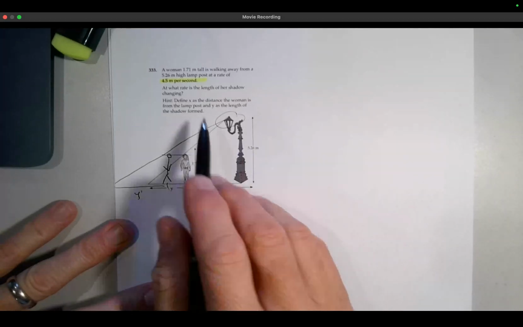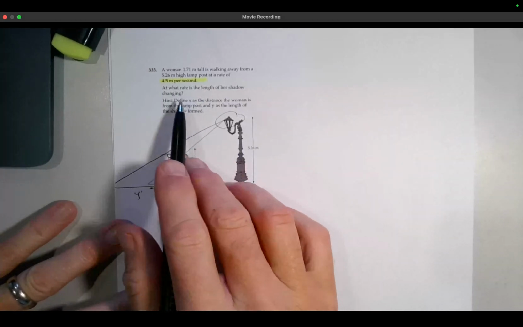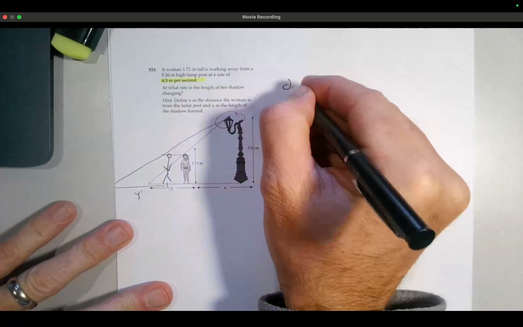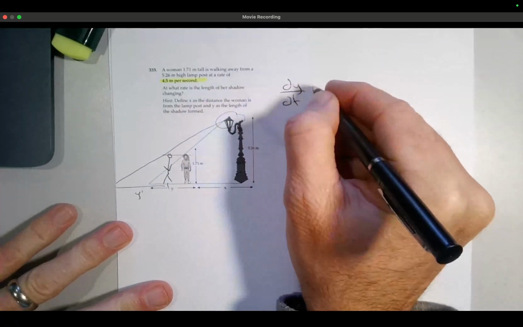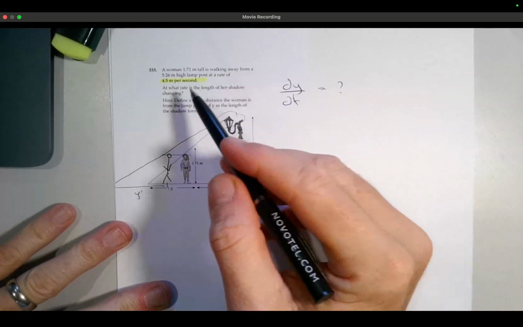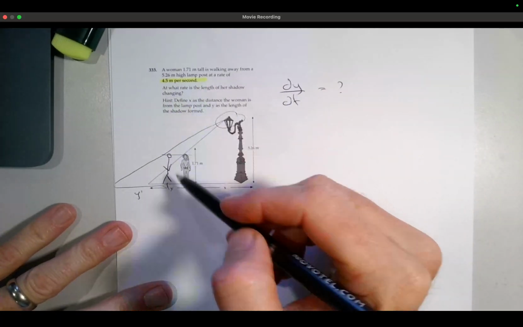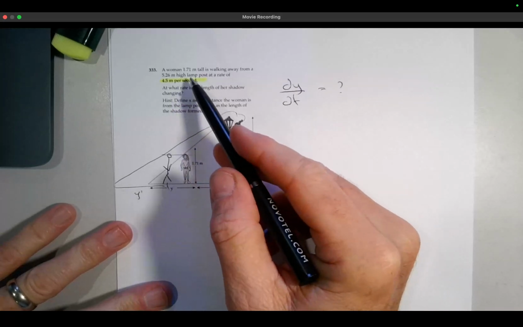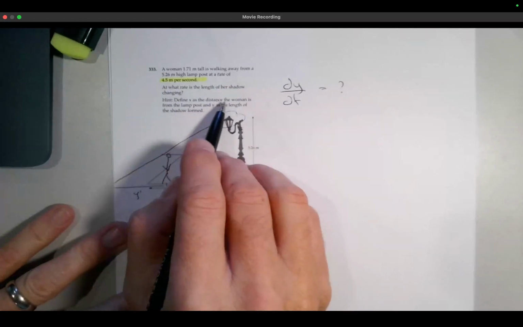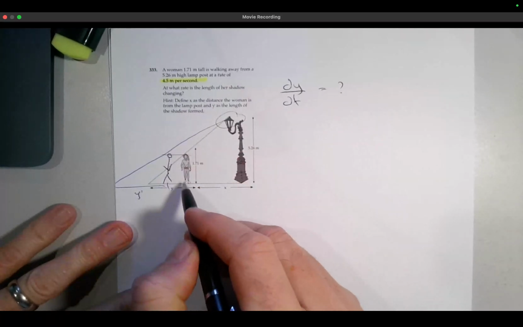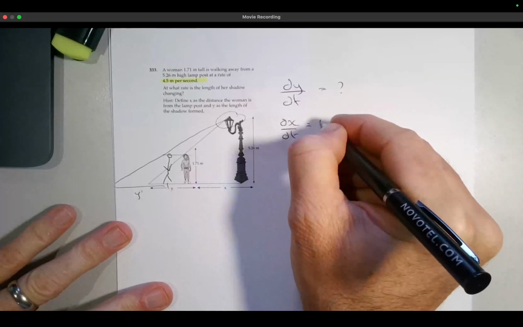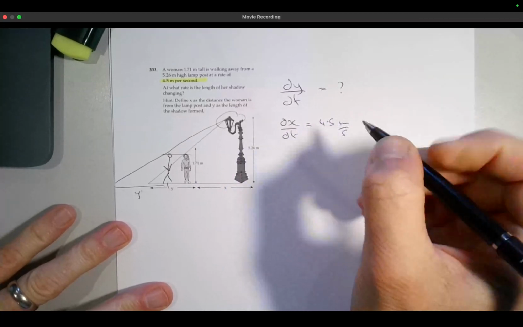First of all, we need to pull out the question: at what rate is the length of her shadow changing? So dy by dt is the expression we're trying to find. What information do we know? Her walking away speed. Because you've been told the distance away, we're going to call that dx by dt, which is 4.5 meters per second.